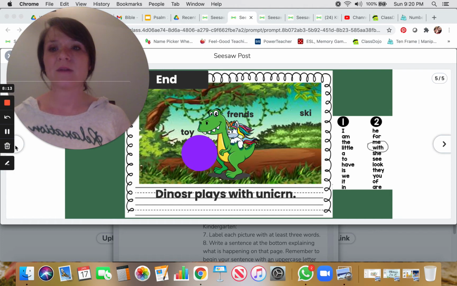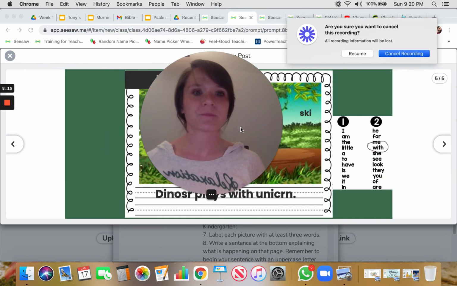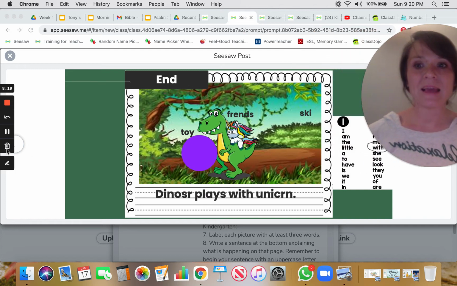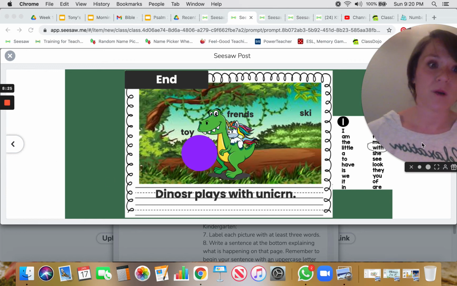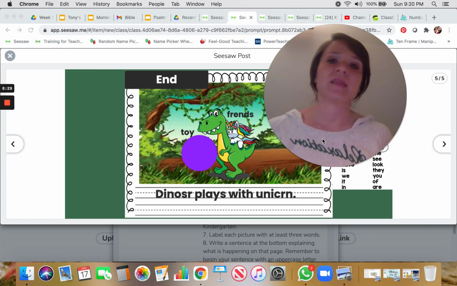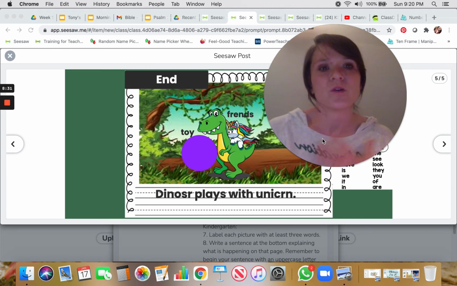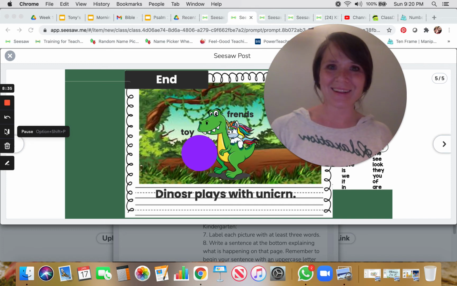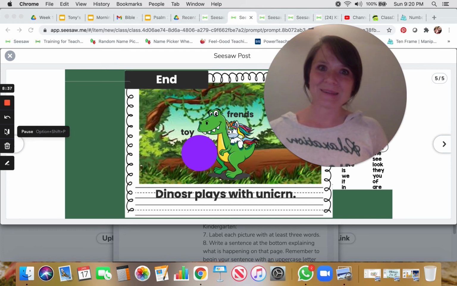The beginning of the story is the characters and the setting. The middle of our story is the problem, and the end of our story is the solution. So think about that as you're figuring out how to draw your pictures and really tell your story well. All right, go ahead and get started on that now, and I'll see you in a few minutes.